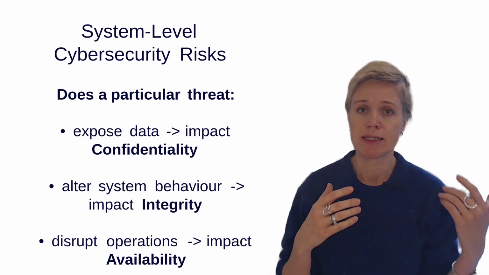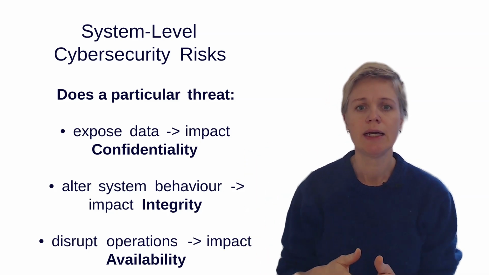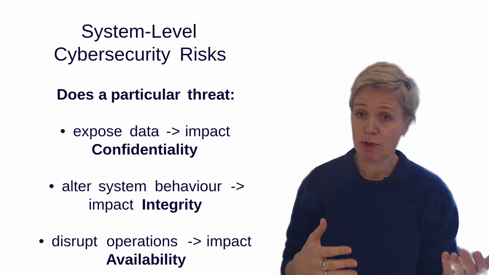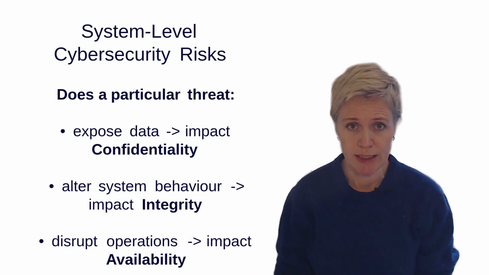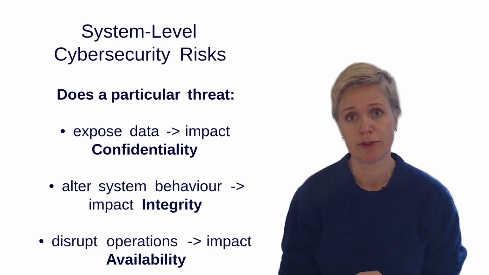Instead, we determine, does that particular threat primarily expose data, impacting confidentiality? Does it alter system behavior, impacting integrity? Or does it disrupt operations, impacting availability? That clarity is what allows system risks to roll up cleanly into the organizational risk level.